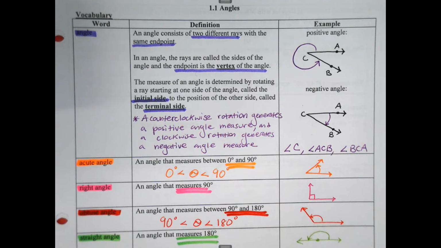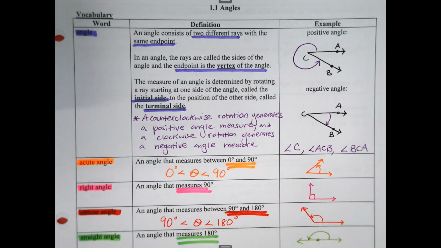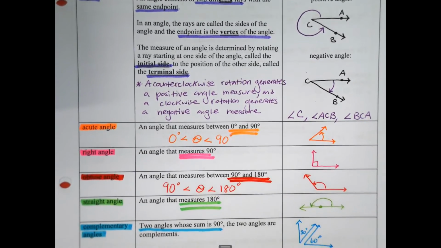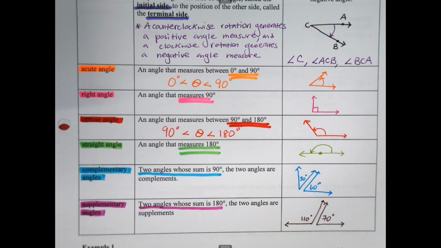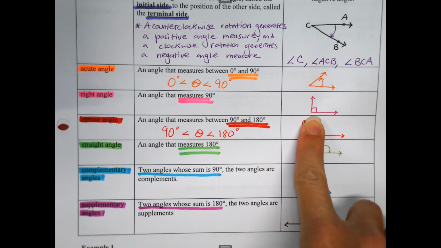When we're talking about angles, we have four different types of measures of angles. We have an acute angle, which is an angle that measures between 0 degrees and 90 degrees. It's not going to be equal to 0 degrees. It will not be equal to 90 degrees. A right angle is an angle that measures 90 degrees, and we show it in an image by putting the little right angle symbol there in the corner.